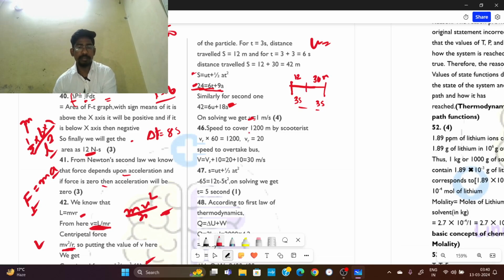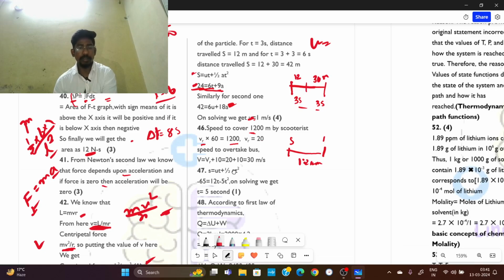Okay, the total distance it has to cover. This is the scooter, this is the bus. The distance between these two is 1.2 kilometer, that is 1200 meter. So we know that d equals vt. V is not given, and t is 60 seconds. So that means v equals 20.